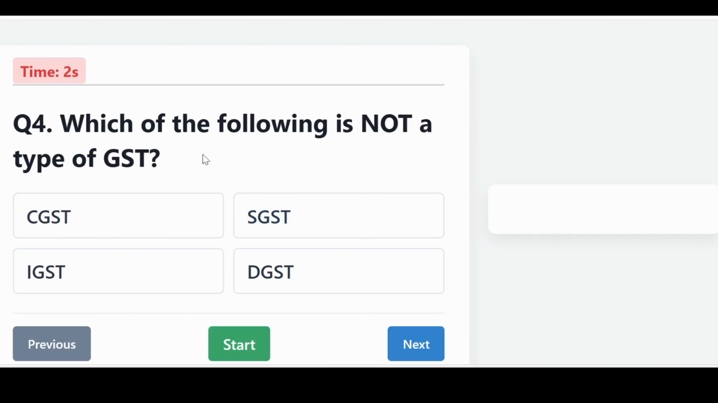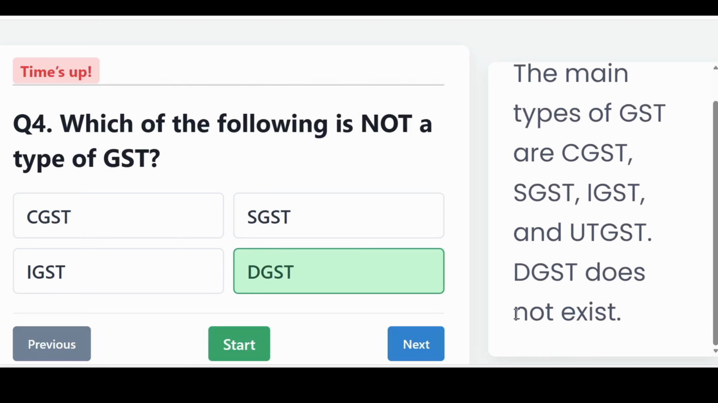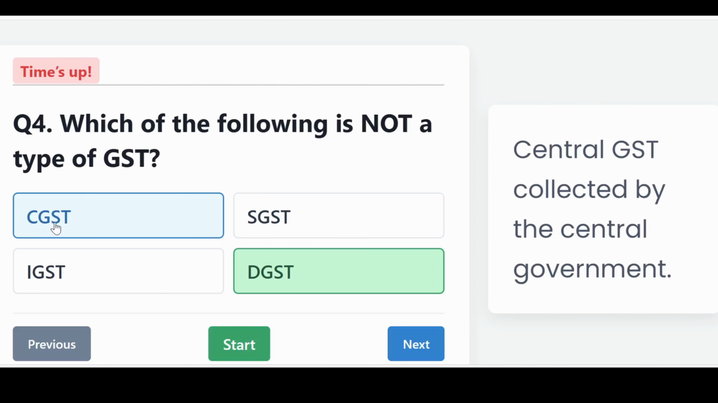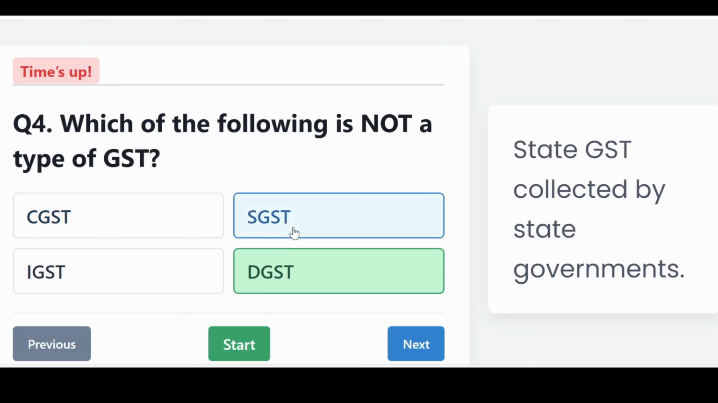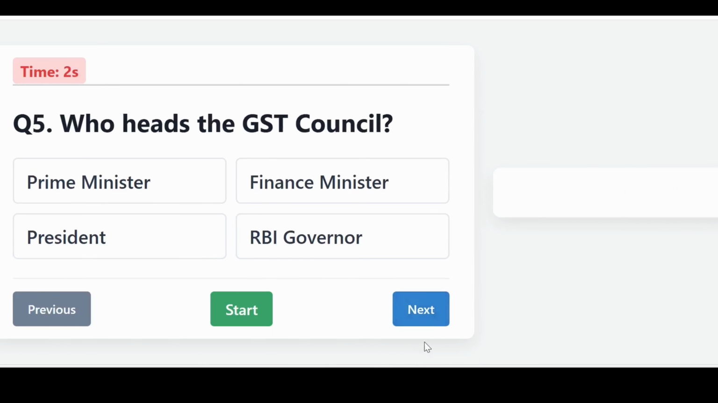Which of the following is not a type of GST? Is it CGST, SGST, IGST, or DGST? The correct answer, DGST. The main types of GST are CGST, SGST, IGST, and UTGST. DGST does not exist. CGST is the Central Goods and Services Tax. SGST is the State Goods and Services Tax. IGST is the Integrated Goods and Services Tax. And DGST does not exist.